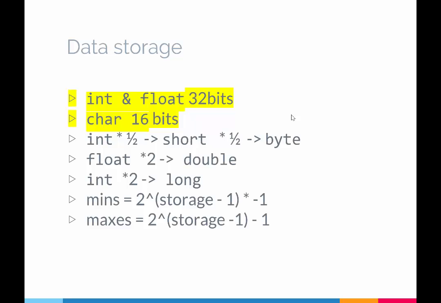Quick way to remember the mins and the maxes: negative 2 to the storage minus 1, or 2 to the storage minus 1, minus 1. Quick heuristics to try to remember this stuff. But you only need to know these, and then the algorithm for deriving the rest, and then maybe these.